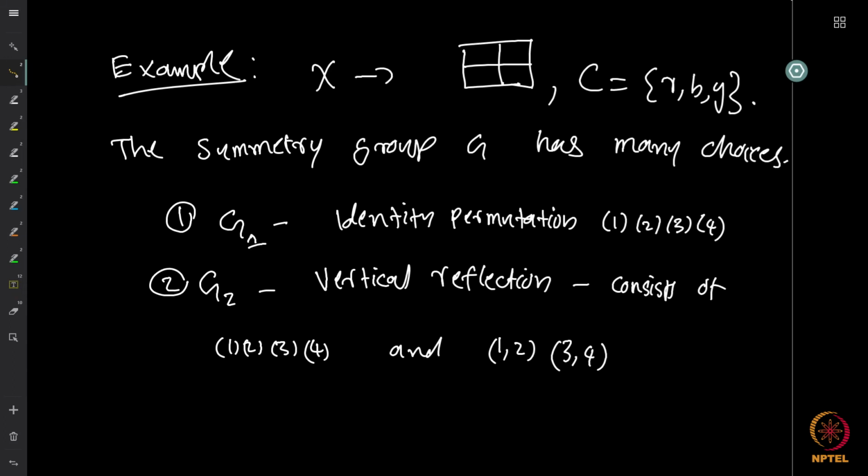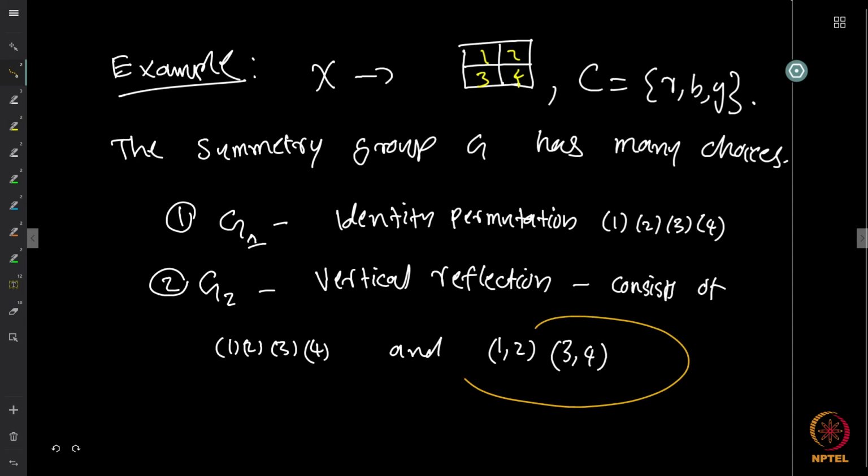Then G2, right? It is basically the vertical reflections. If you look at the vertical reflection, what happens if I take a vertical mirror and then reflect on this? Then you will see that under the reflection, with this labeling 1, 2, 3, 4, right? 1 will be going to 2, and 3 will be going to 4. So this is represented by this permutation, 1 going to 2 and 3 going to 4.